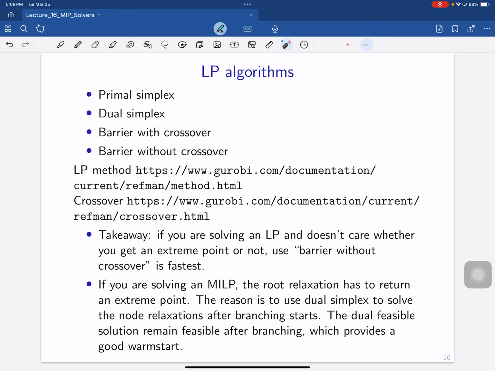Now, let's talk a little bit about linear programming algorithms. I've talked about this briefly before, right? In the solver, there are 3 or 4 different algorithms to solve linear programs. If you're just solving a linear program, you can pick one of these algorithms, including primal simplex, dual simplex, and barrier method, right? Does anyone still remember what's the difference in the solution if you use the simplex algorithm versus using the barrier algorithm?